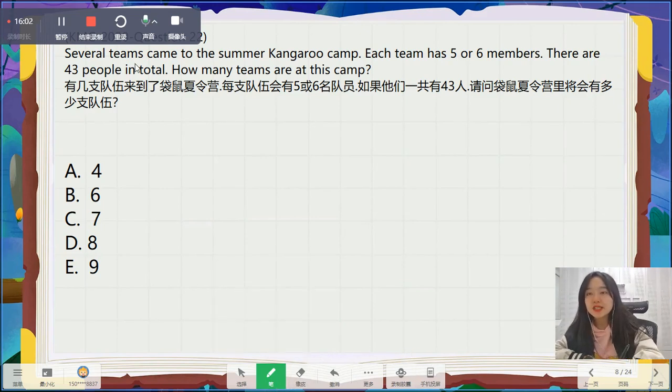It told us several teams came to the summer kangaroo camp, and we know each team has 5 or 6 members. There are 43 people in total. How many teams are at this camp?